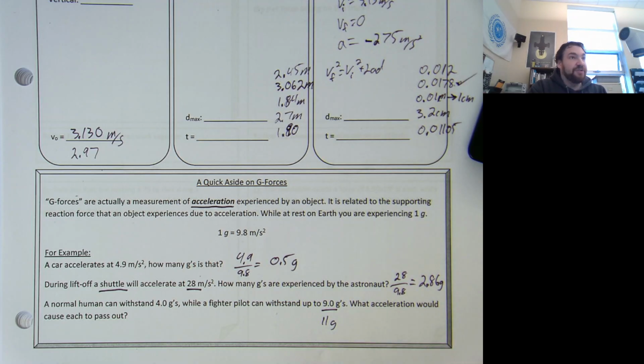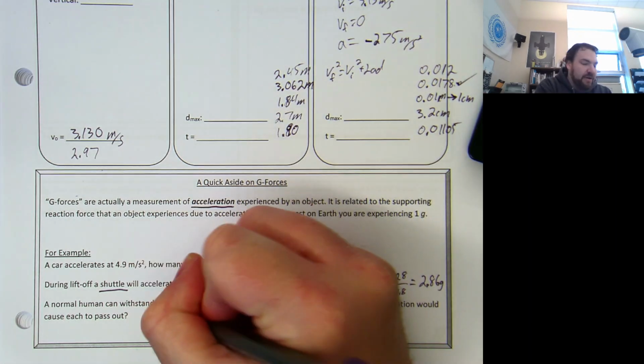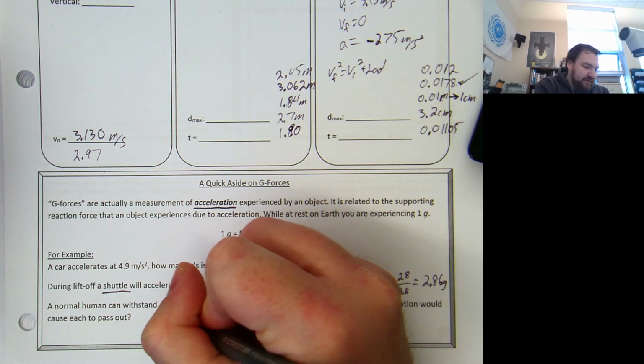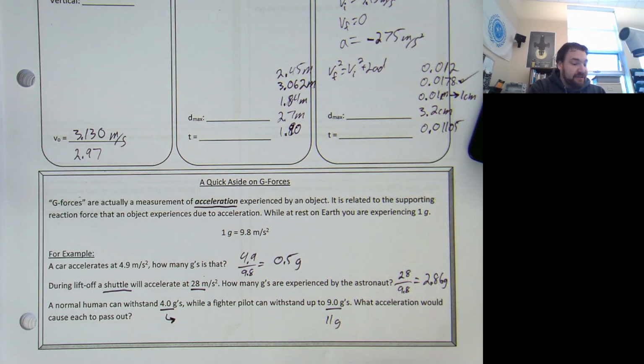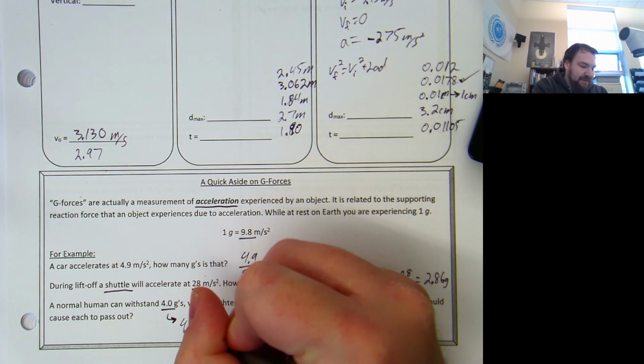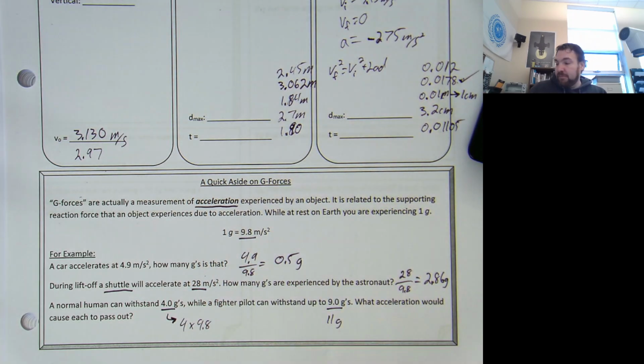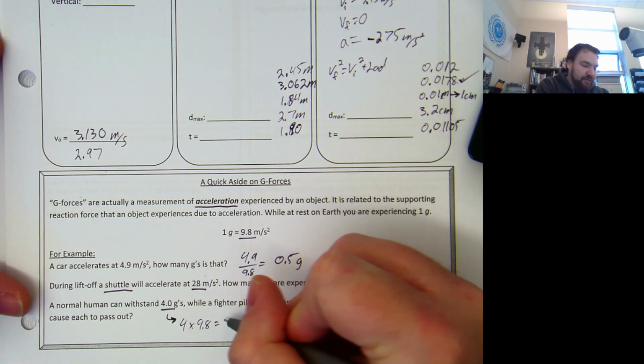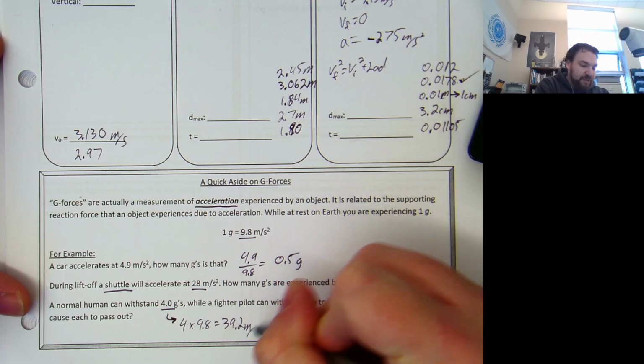Comments, questions, concerns? Okay, so then this last piece here, what acceleration would cause each to pass out? If you have 4 Gs, if you want to go the other way now, what is 4 Gs as an acceleration? Well, you take your value for the amount of Gs and you multiply it by the value of 1 G. So 4 times 9.8 is 39.2 meters per second squared.